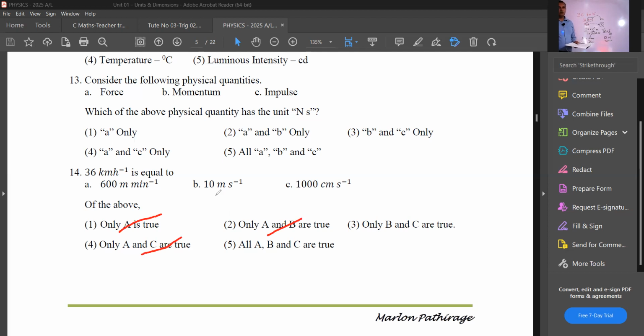No, because I know both B and C are correct, that means B and C should be in the answer. So either this one or this one is the correct answer. So I have to check statement A.